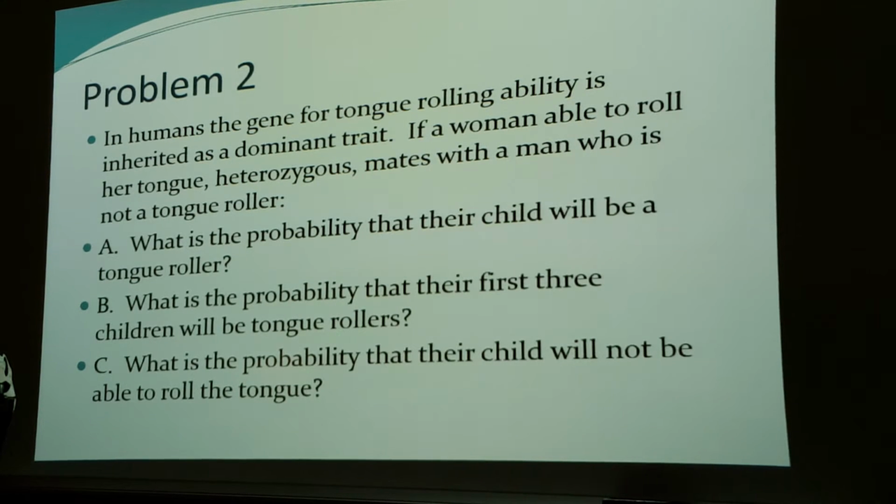So, here's another one. In humans, the gene for tongue rolling ability is inherited as a dominant trait. You know what rolling your tongue is? Can you roll your tongue? No. You can't? Oh. Most people can, but because it's a dominant trait, see?